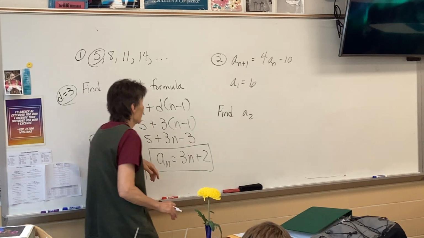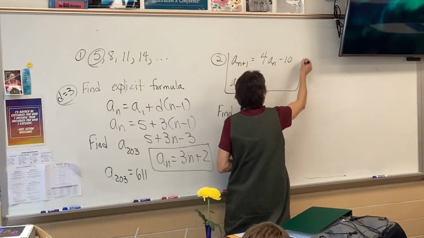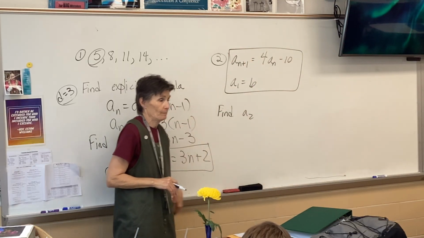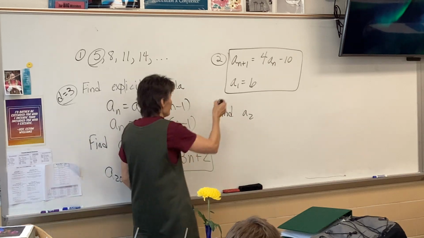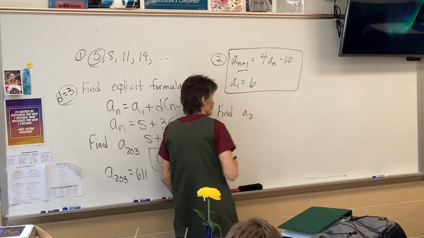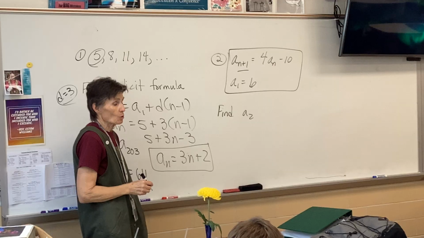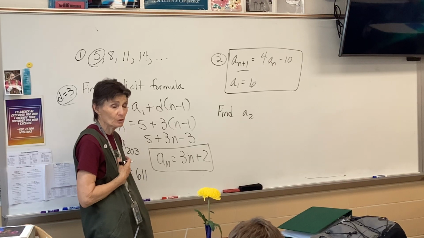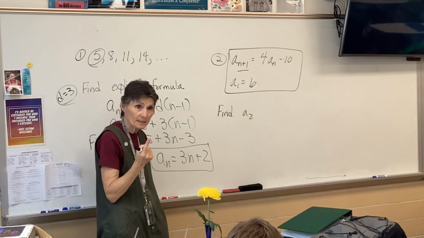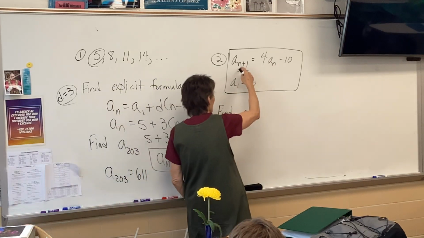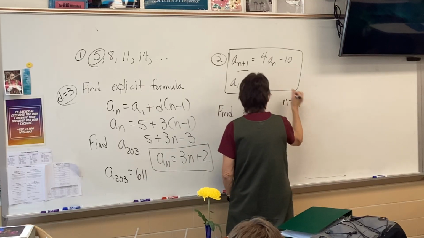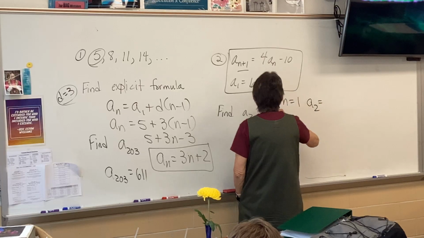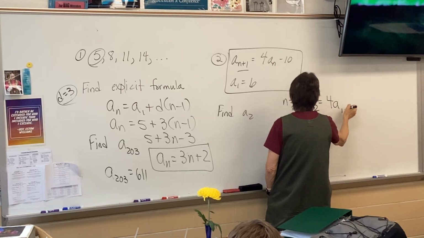Okay, now, given this, we're going to find the second term. We want to find A sub 2. So what are we going to let n equal? If our job is to find A sub 2, we're going to let n be 1. Because if you let n be 1, this is going to say A sub 2 equals 4 A sub 1 minus 10.